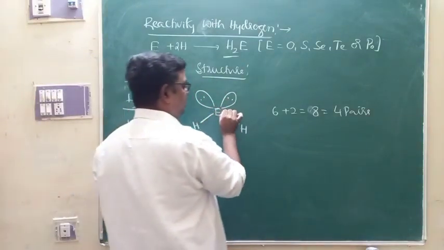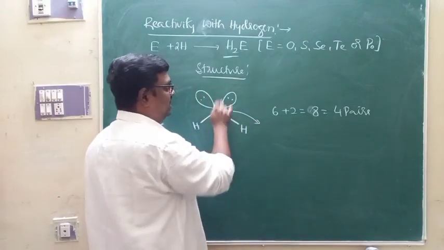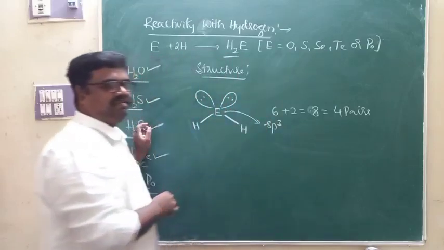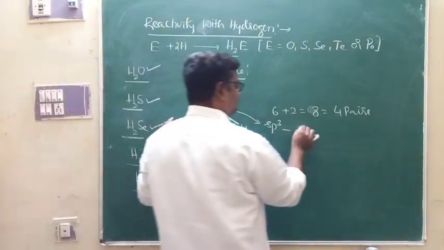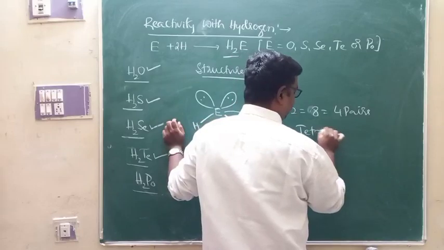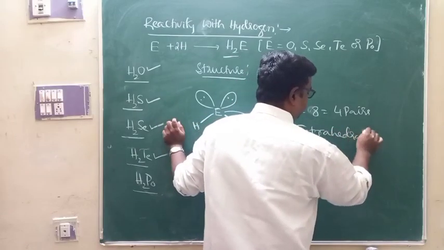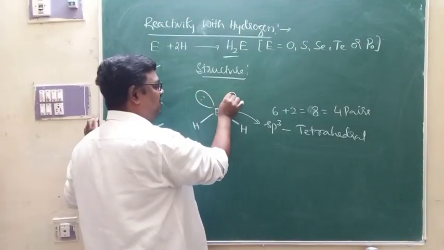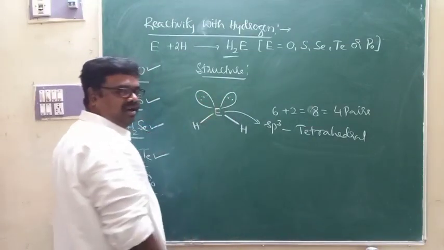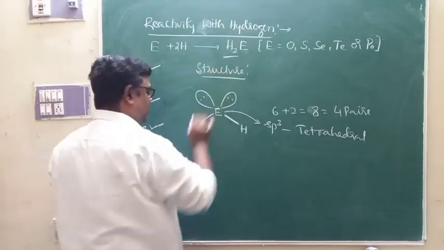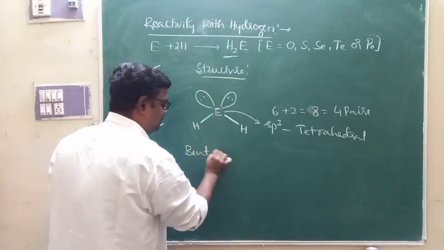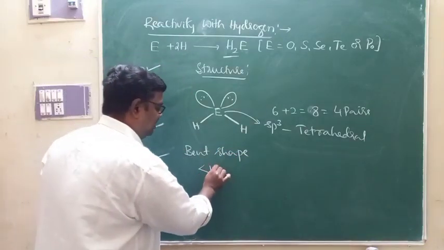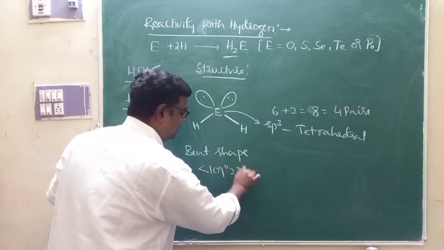And of course, in the dihydrides of group 16 elements, E is sp3 hybridized. We expect this to have tetrahedral geometry, but due to lone pair-bond pair repulsions, H2E is characterized by a bent shape, with a bond angle less than 109 degrees 28 minutes.